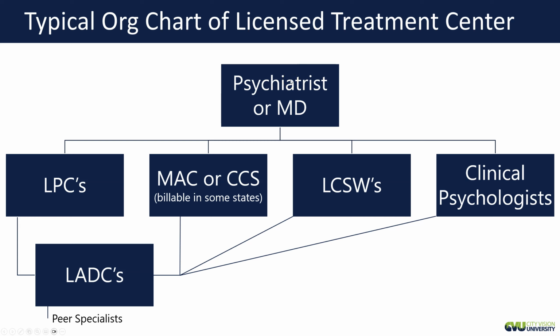Often you'll have a psychiatrist or an MD that's over everything. And then that person will supervise licensed professional counselors. That person will supervise the master addiction counselor or the clinical supervisor, the addiction clinical supervisor. They will also supervise the licensed clinical social work, and then sometimes you'll have clinical psychologists. Clinical psychologists often can bill too. And then the third tier is the addiction counselors. So this is more the street level, and then below them is the peer specialist.